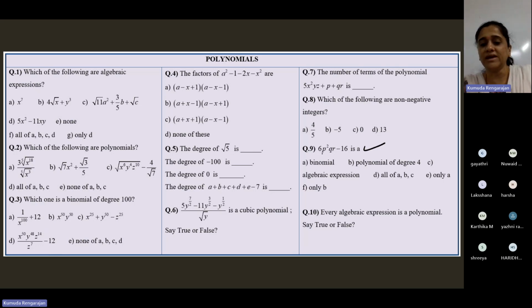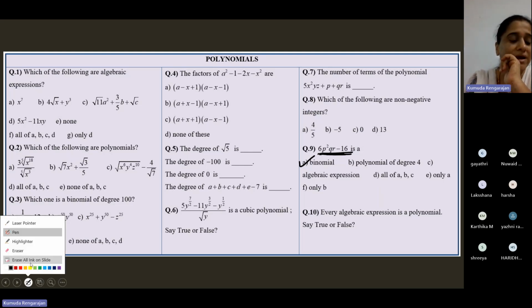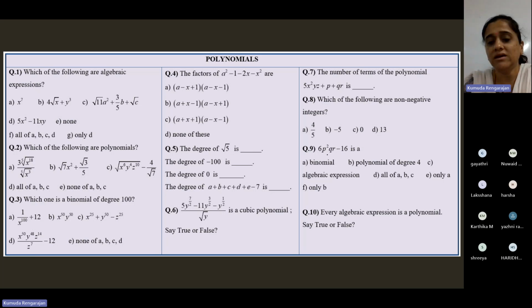And now how many terms does it have? 1, 2. So it's a binomial. This polynomial is a binomial. Because it's a polynomial, you can say it's a binomial. It has 2 terms. But if it was only an algebraic expression and not a polynomial, then you cannot say it's a binomial. Then you can only say it's an algebraic expression with 2 terms.